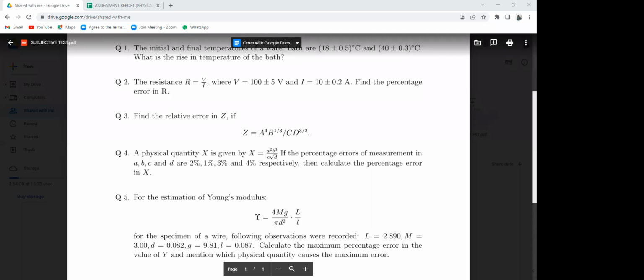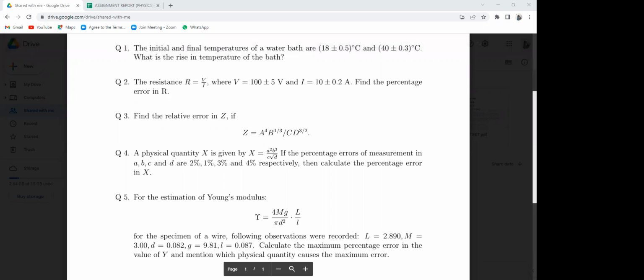See, in question 1, you just have to take out the difference. Difference you have already studied. So rise in temperature means final temperature minus initial temperature. And at the end, write your final answer. In the second question, formula is given. You have to find the percentage error.